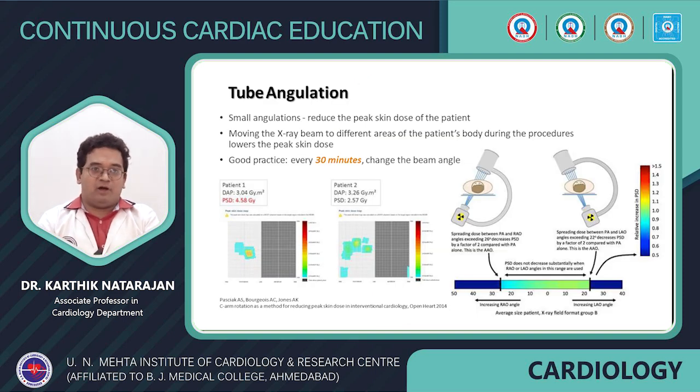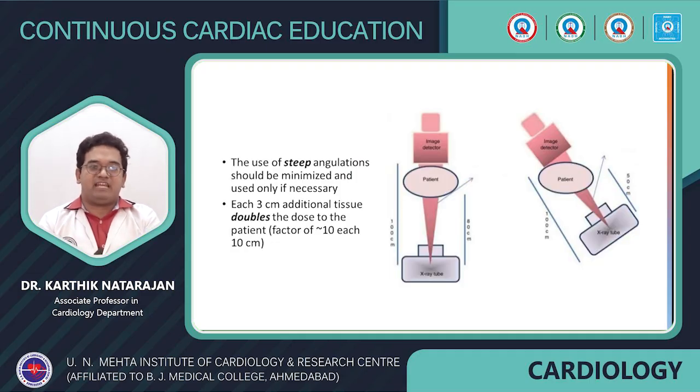The tube angulation. Now we'll come to this. Now try to avoid extreme angulations. So anything like a lateral or an iliocranial will have maximum exposure to the patient. Okay, so don't go for very steep angles, and even if you need to do it, try to change the beam angle every 30 minutes. Don't try to work in the same extreme RAO or LAO. Try to make it more shallow, RAO or LAO. The use of steep angulation should be minimized and used only if necessary, and every 3 centimeters of additional tissue doubles the dose to the patient.